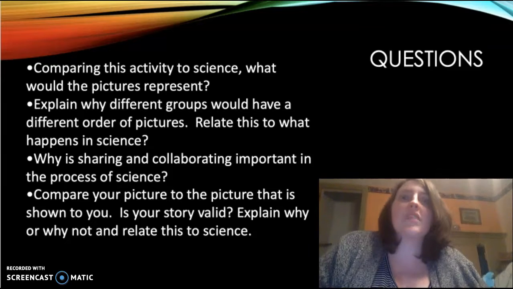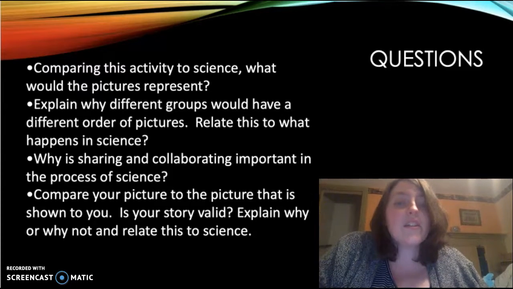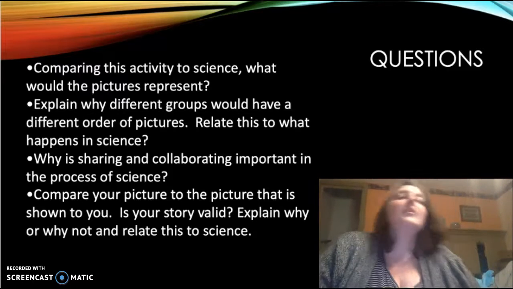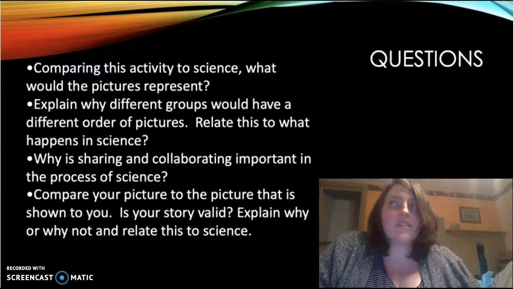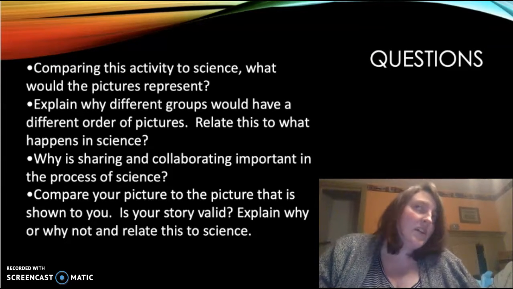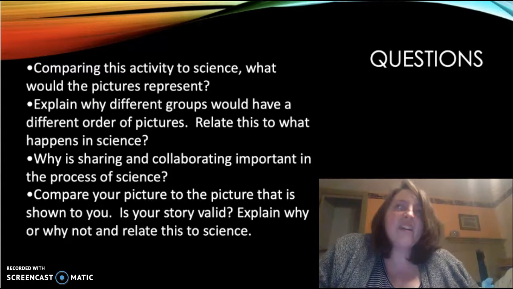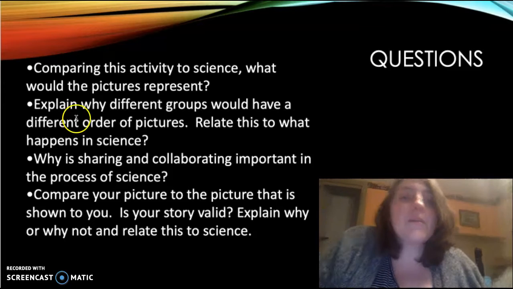Discussing what sort of answers I expect: explain why different groups would have a different order of pictures, relate this to science, why is sharing and collaborating important for the process, and comparing your picture to the picture that is shown to you. Is your story valid? Explain why or why not, and relate this to science. And what's nice about this is you can give a couple of different answers to these as well, depending on perspective, especially the last one, if they take into the perspective of what their data show them now versus when they saw the new panel. That would be a big change.